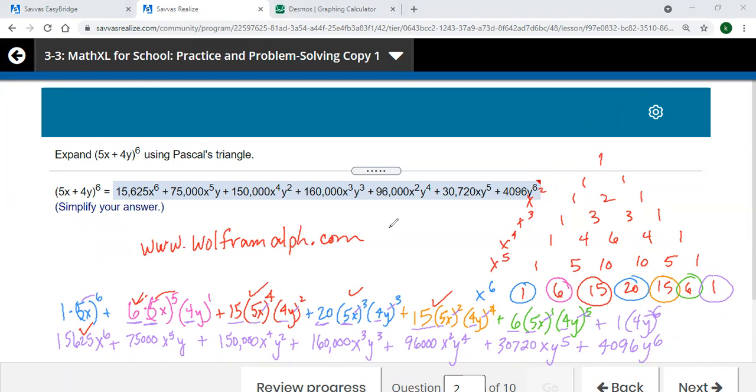www.wolframalpha.com. Have not shared that anywhere else up to this time, but that is what I would do myself. It's a math online site that would actually do all this work for you. wolframalpha.com.